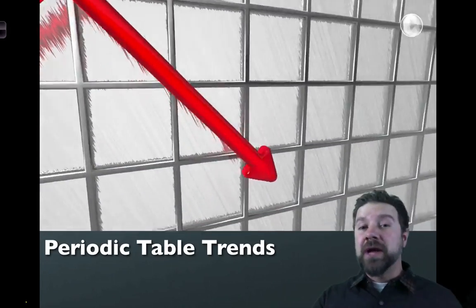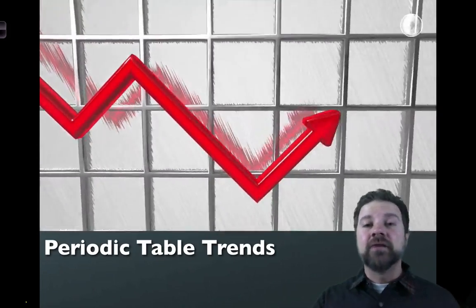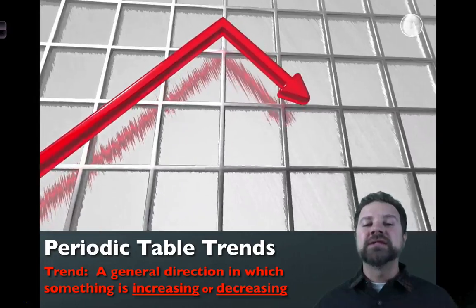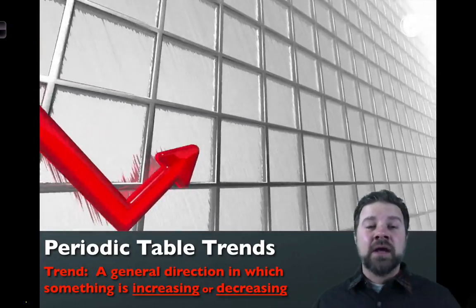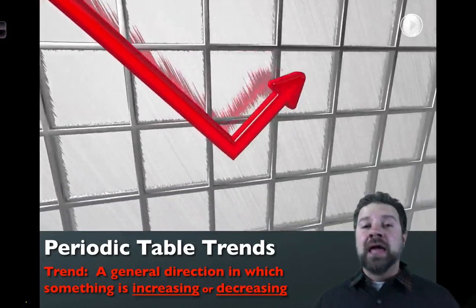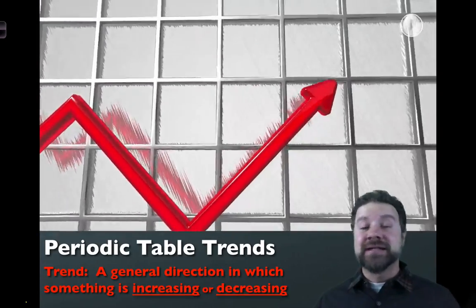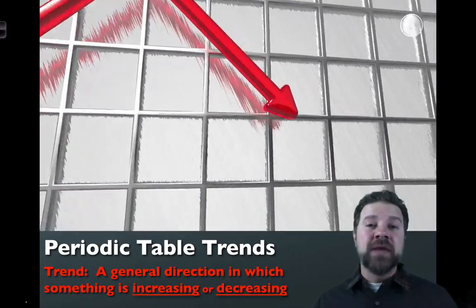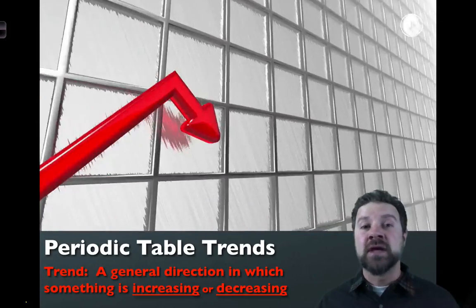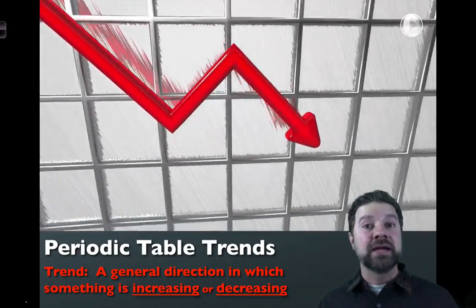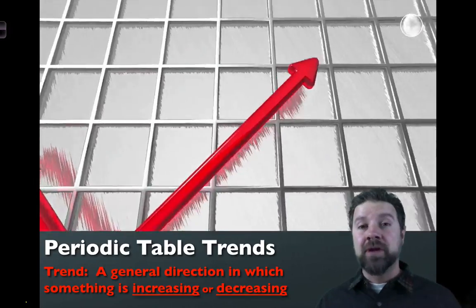Going to take a look at the periodic table. We're going to focus in on the idea of trends. Now, a trend is a general direction in which something is increasing or decreasing. So as we look at the periodic table, and typically we read it left to right, top to bottom, what we should be able to find are some characteristics of the elements that increase or decrease both as you go across the periodic table and as you go down the periodic table.